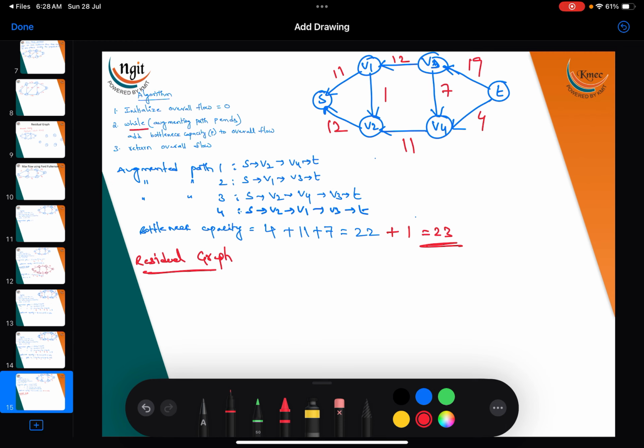That means this condition will fail, and hence the overall flow will get returned. The maximum flow of this graph is 23. So this is the way you have to calculate until you find there is no path from source. Until you find that, you have to repeat this algorithm. So this is about calculating the maximum flow value using Ford-Fulkerson algorithm. Thank you all.